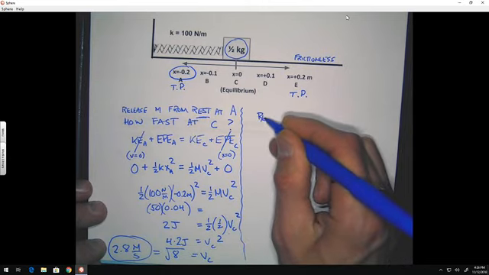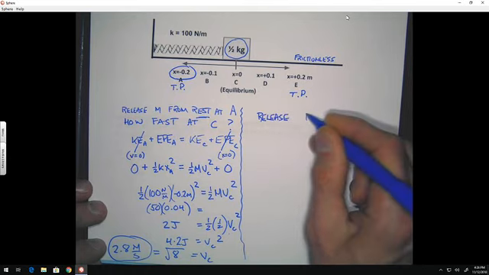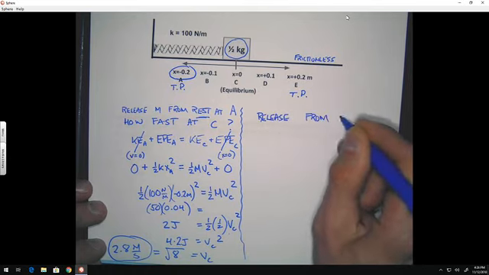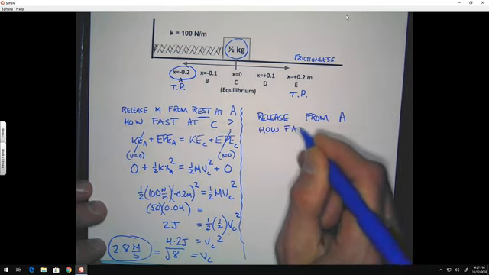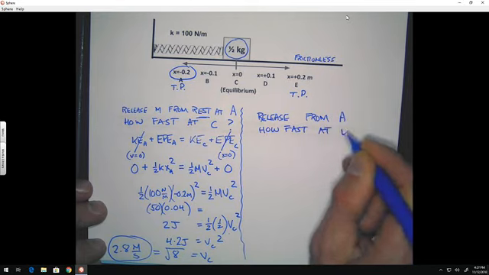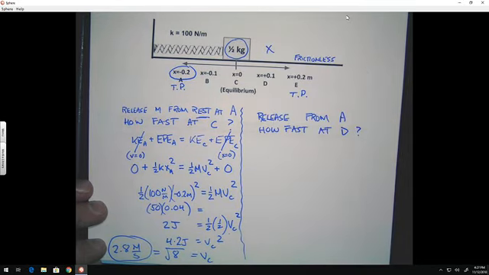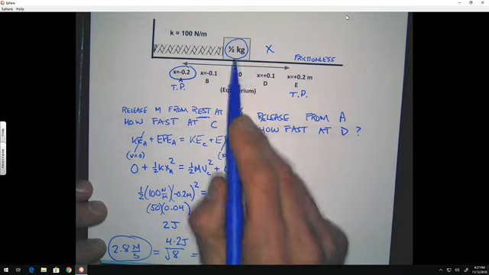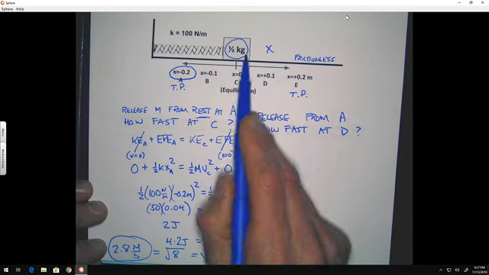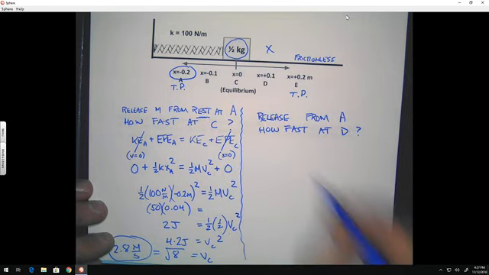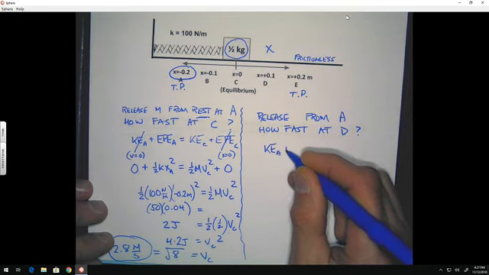Let's say what happens if you release from A, but now I want you to find out how fast at D, which is over here. And so at that point the object is still moving, but it's probably slowing down because the spring is pulling it back. So let's set up the energy equation again.